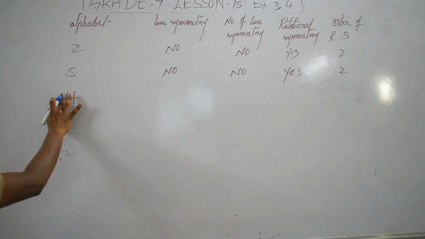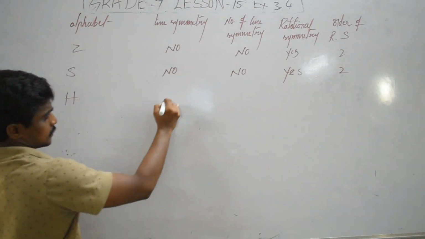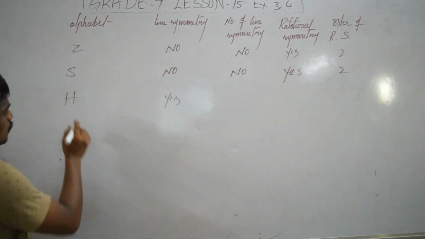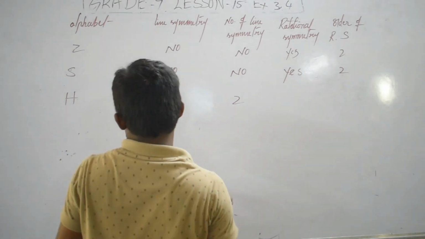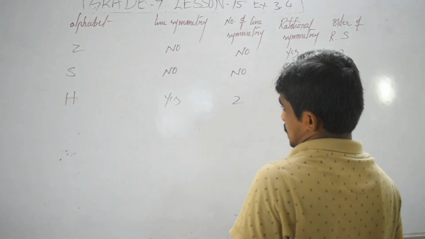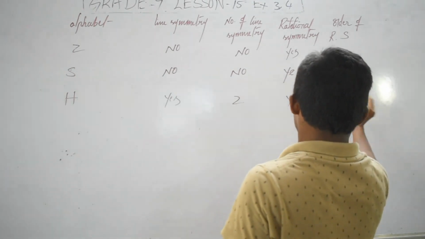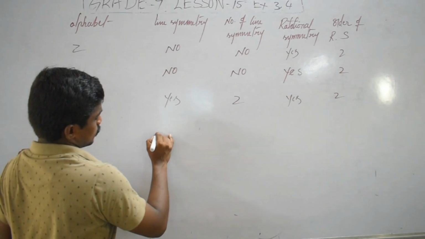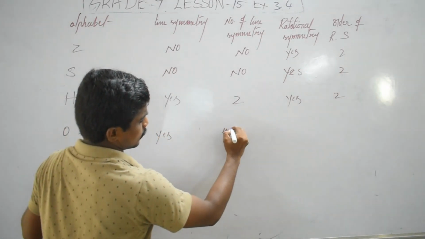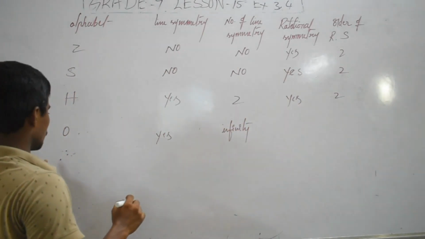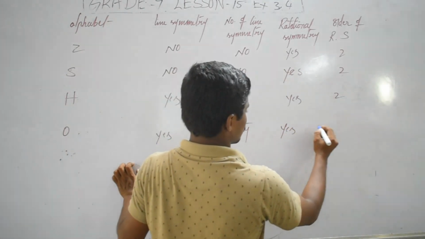For H, is a line of symmetry possible? Yes, one, two. Next one, order of the rotation. Yes, 2, at 180 degrees. Next, O. Lines of symmetry, yes, infinity. And rotation of symmetry, yes, infinity.